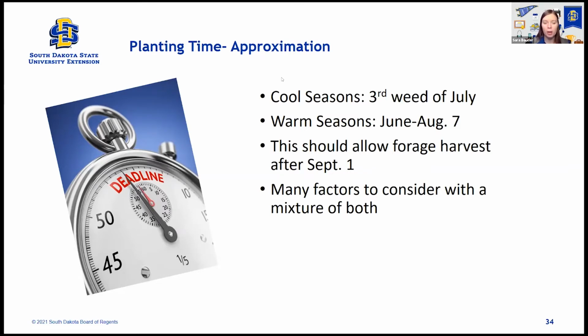You can sometimes sneak in some cool seasons or brassicas, but you have to keep in mind that corn and soybean are warm season crops. So these crops are going to grow well when your cash crops are growing well if you're planting warm seasons, and that's an easy way to remember that. And this should allow you to have some forage harvest.